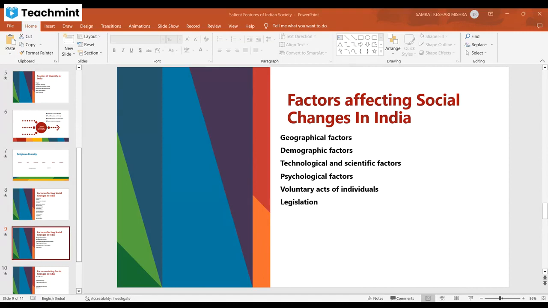So the first is social barrier. These are all about the social factors and behavior patterns like religious orthodoxy, rigid caste and class structure, and public opinion on different issues. So it creates factionalism, conflict.